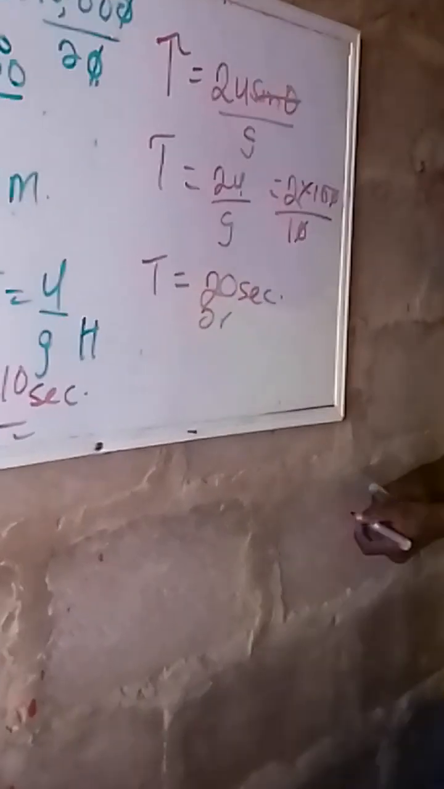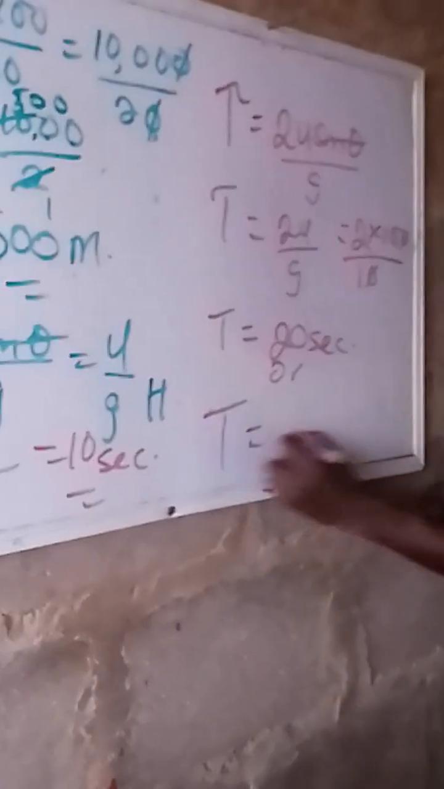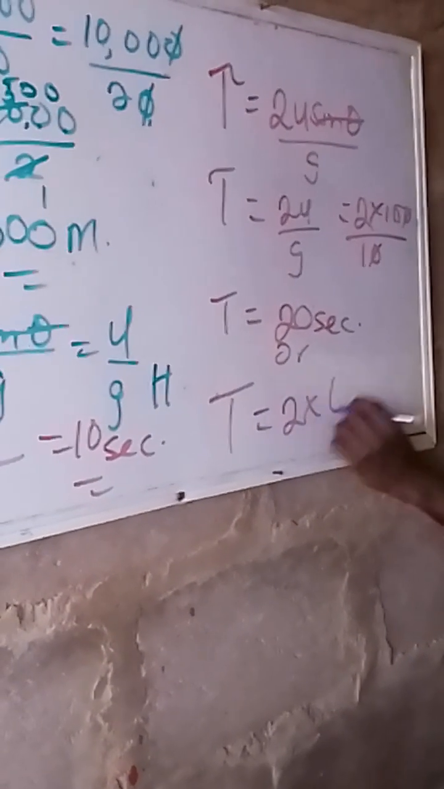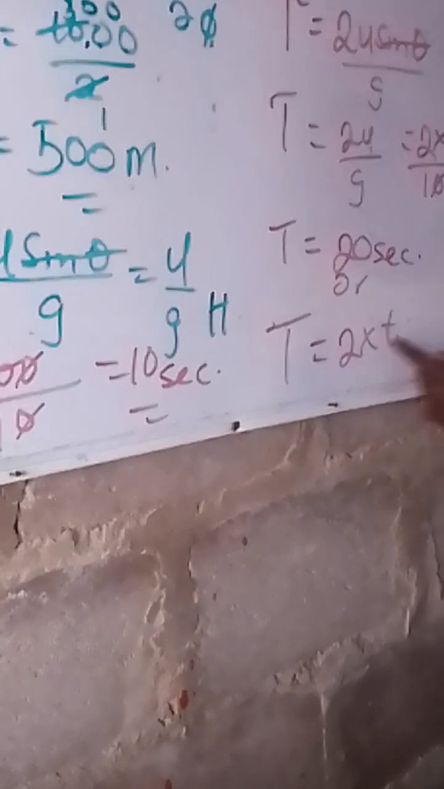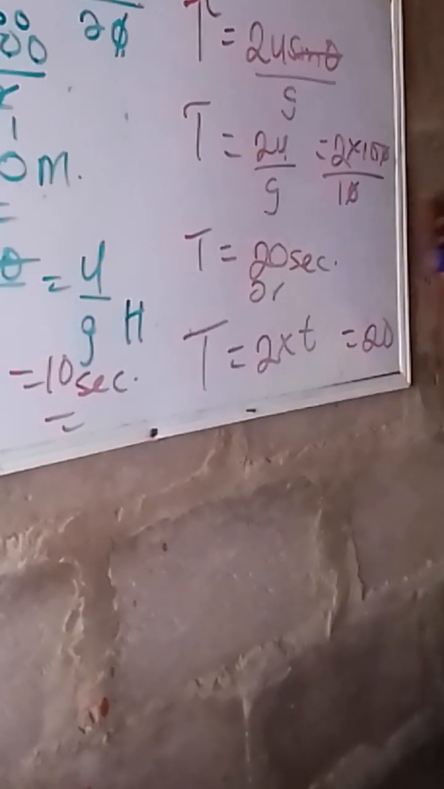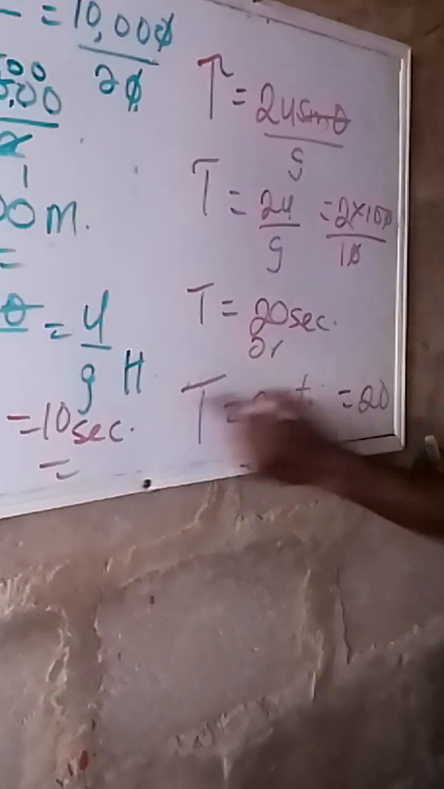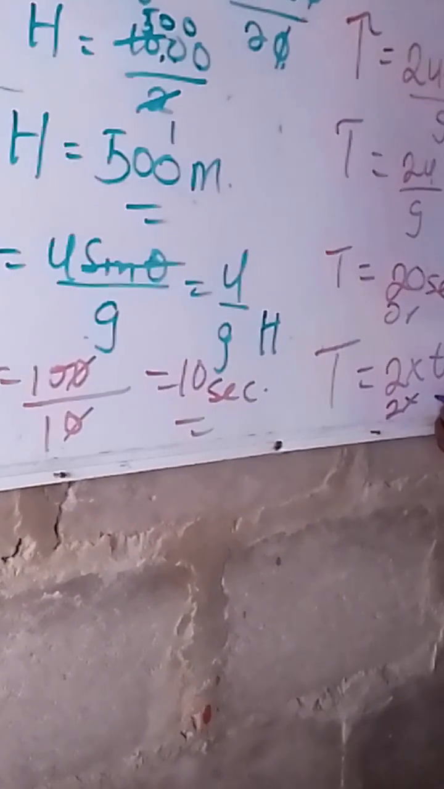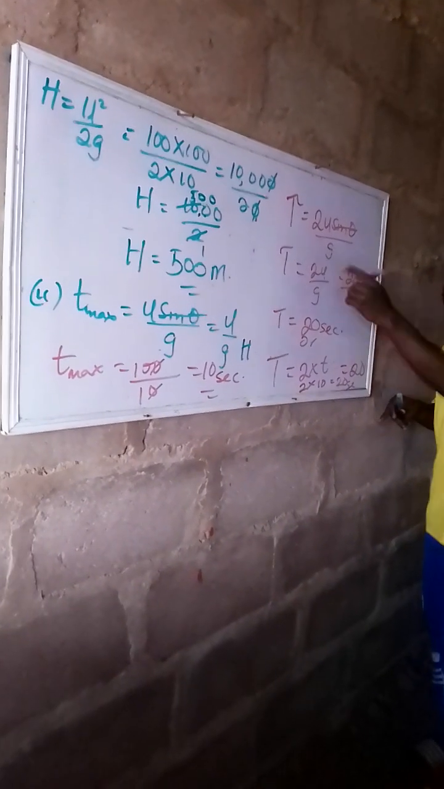Or you can do it another way around. Recall when we were proving this formula, we said T equals 2 times small t. What do we get for small t? 10. So whenever I see small t, I put in 10. It will now be 2 times 10, which is 20. Have you seen it? Without even stressing yourself. It has an alternative way. Instead of prolonging it, you can use 2 times the T max Z you got here. Put it here. 2 times 10 will give you 20 seconds. Are they not the same thing?